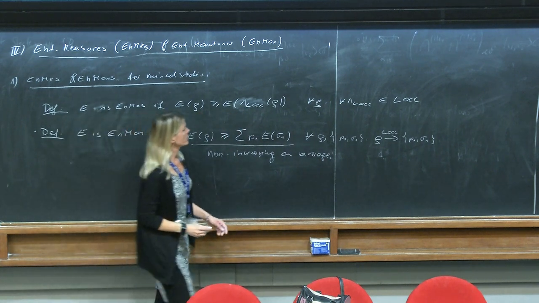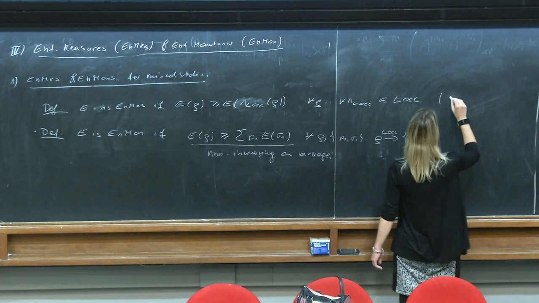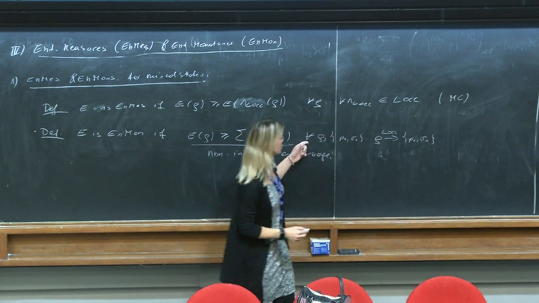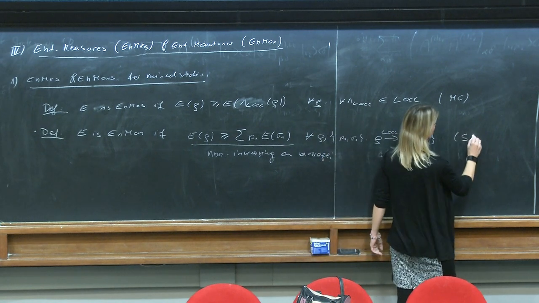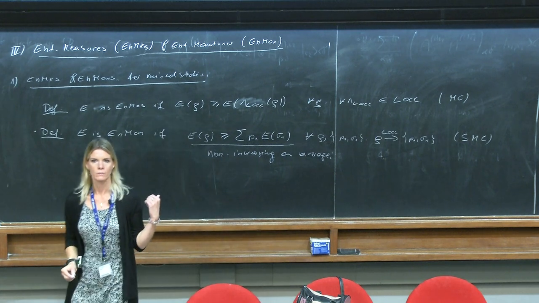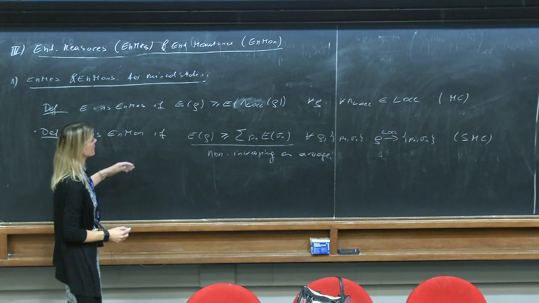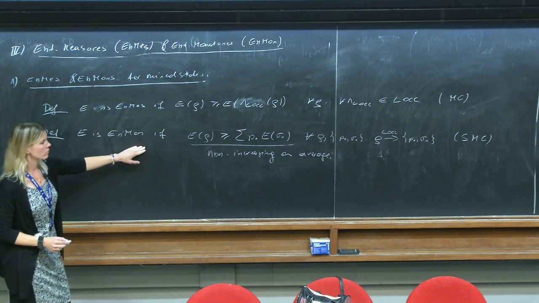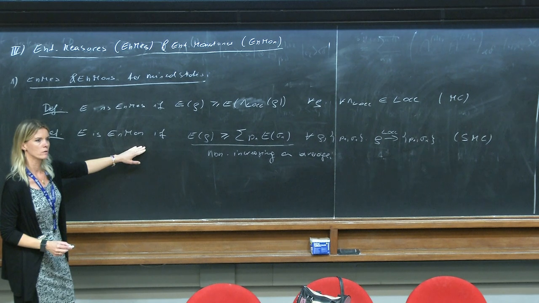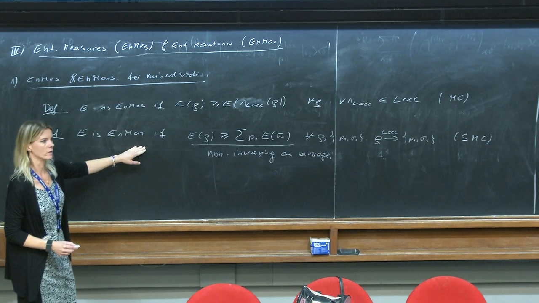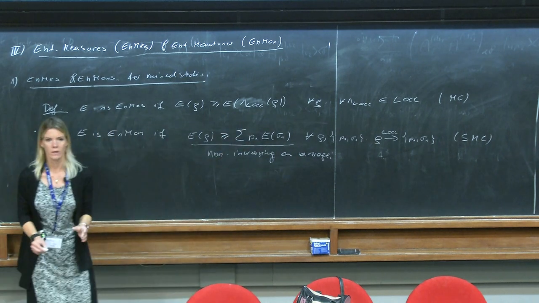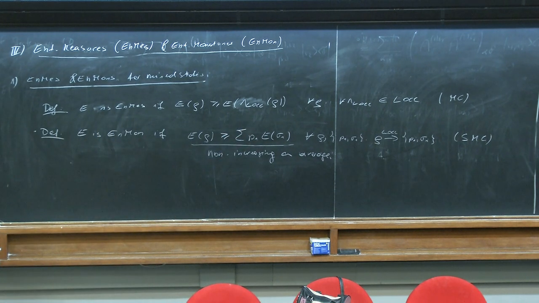Now, in the literature, this condition here is called the monotonicity condition. So it's monotonic under LOCC. This condition here is called the strong monotonicity condition, which might be a bit confusing because this is not necessarily stronger. We will see that this is stronger in case we consider pure states or in case we consider convex functions. But otherwise, it's not necessarily stronger. Nevertheless, this is called the strong monotonicity and the monotonicity condition. This has historical reasons for why it's like that.